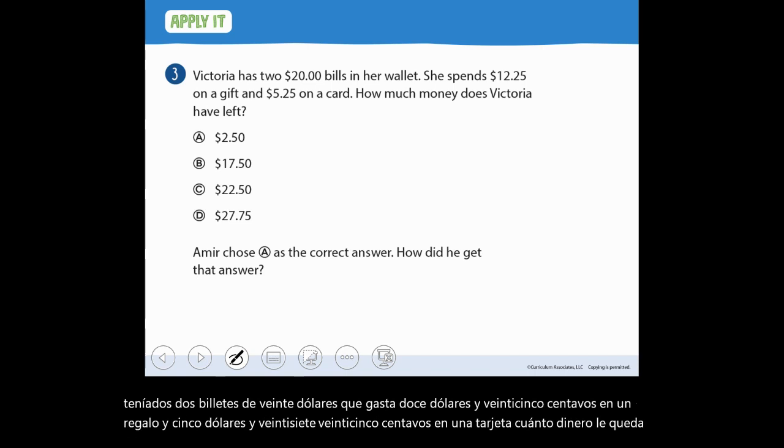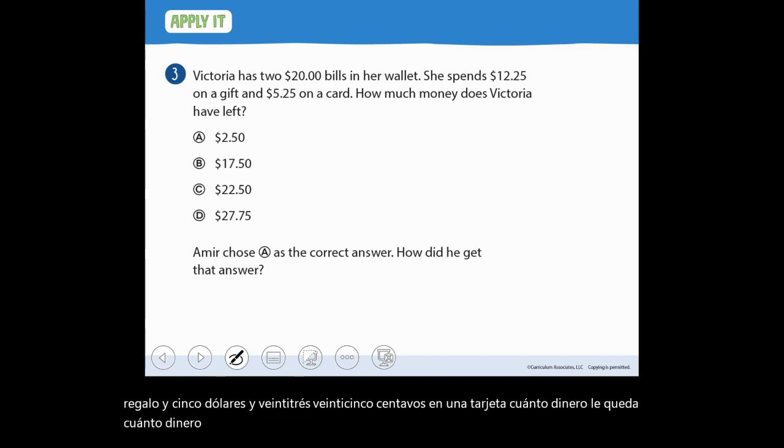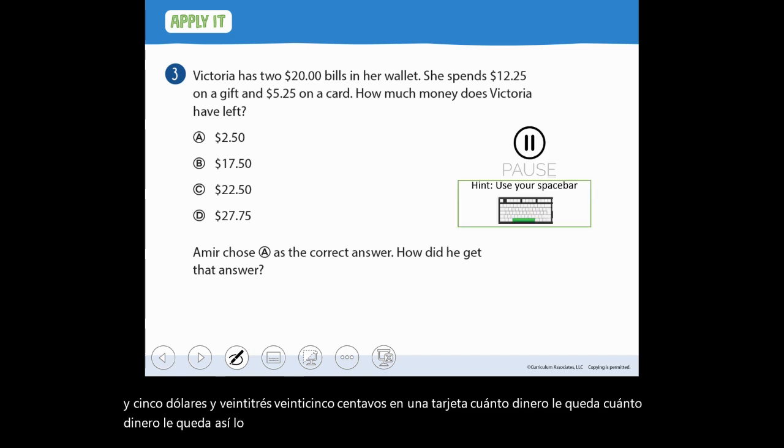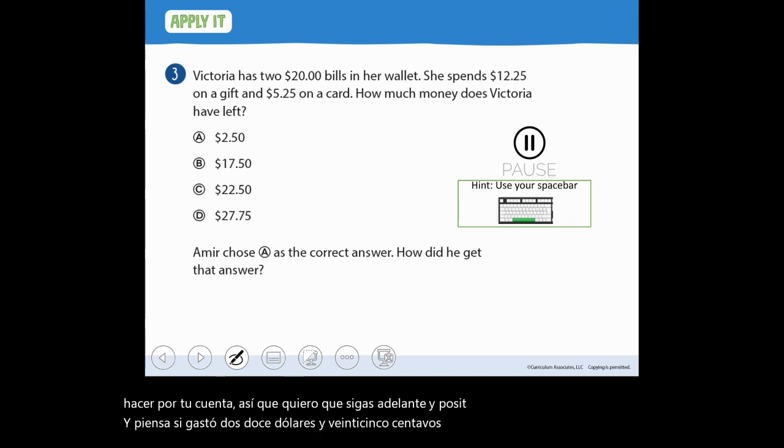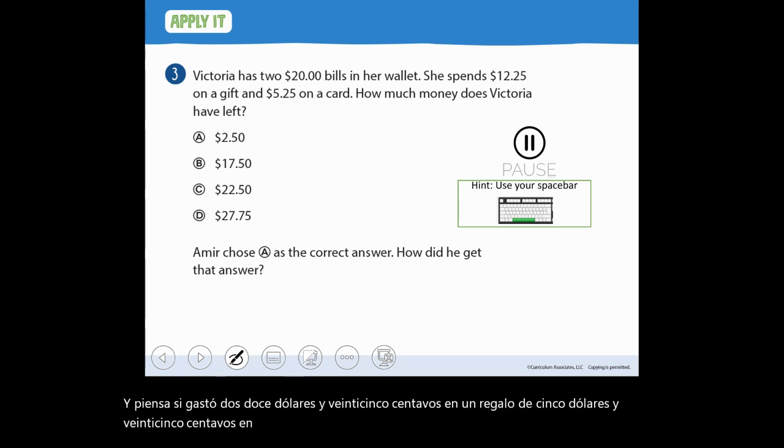So what we're going to do is, this is another one you're going to do on your own. So I want you to go ahead and pause it and think about if she spent $12.25 on a gift, $5.25 on a card. How much money will she have left? There is this other question that Amir chose A. How did he get that answer? And I want you to be thinking about that as well. I'll be back.